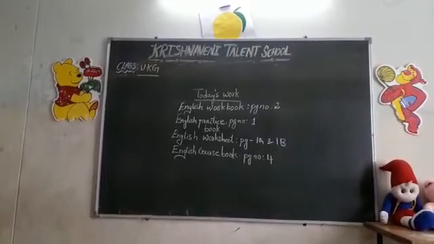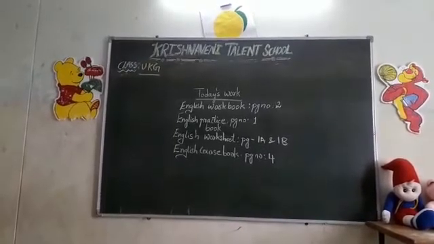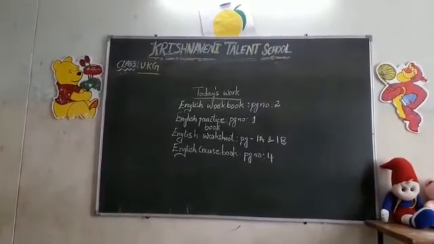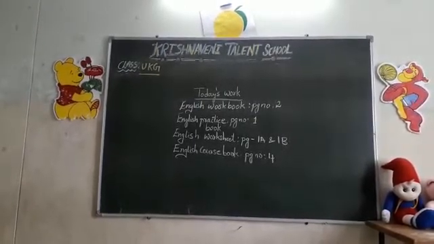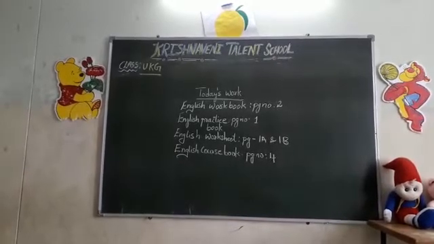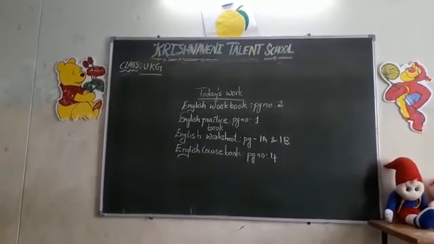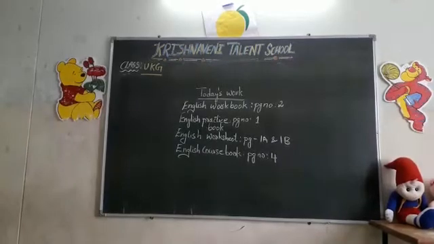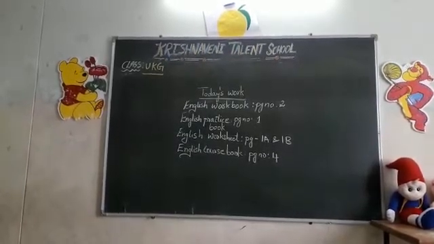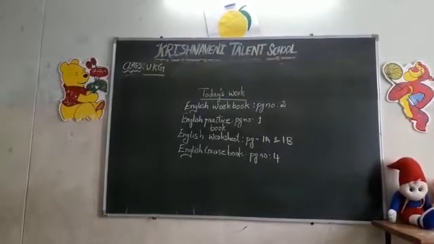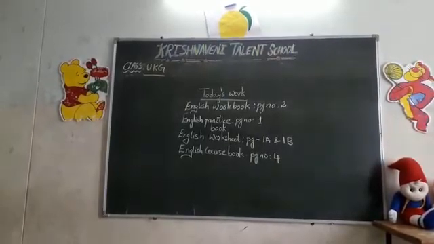So children, today's work is the English workbook. Take out these books, all of you: English workbook page number 2, English practice page number 1 only, English worksheet page 1A and 1B, and English course book page number 4. Take your pencil and eraser in your hand, open the books one by one, and complete the work today.